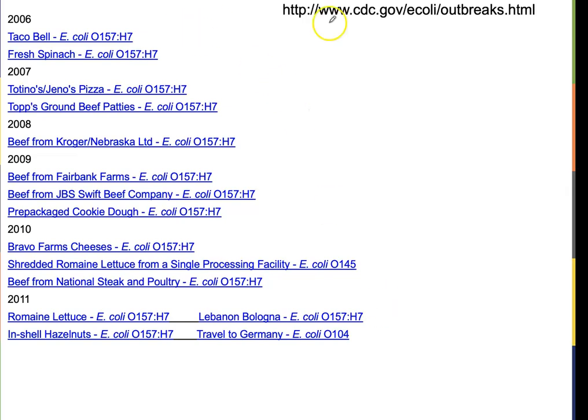This is just fun. I just looked up the CDC. If you look up E. coli outbreaks, I started in 2006, but you can see that it's all O157:H7. Look at that, right? And it's not just meat, right? There's cheese, there's lettuce. I know a lot of romaine lettuce, you'll hear about that in the news a lot. Yes, you do have beef patties, but you have spinach, you have nuts.